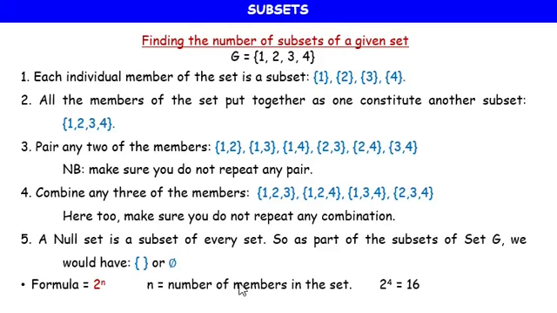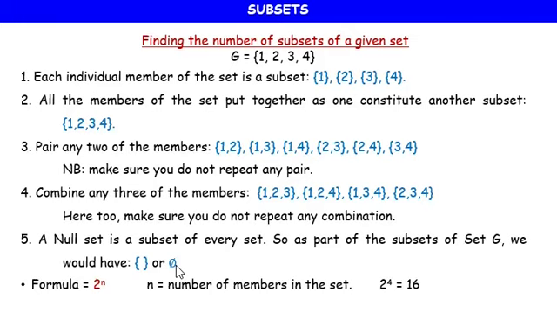Now, if we count all the subsets we've gotten so far, let's see. Let's count them. We have 1 2 3 4 5 6 7 8 9 10 11 12 13 14 15 and then 16. So 16.